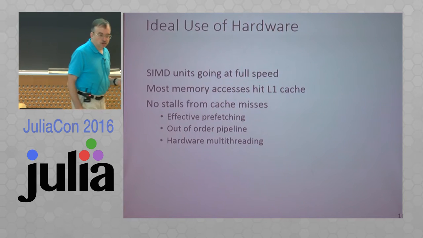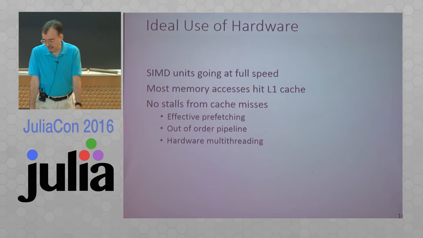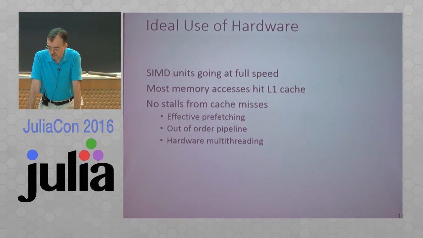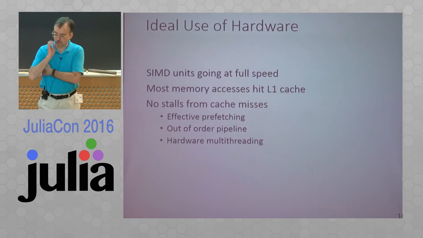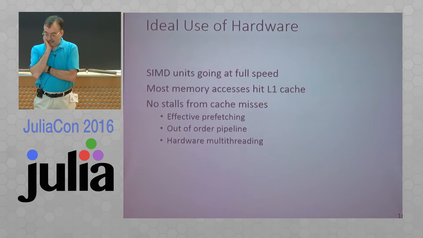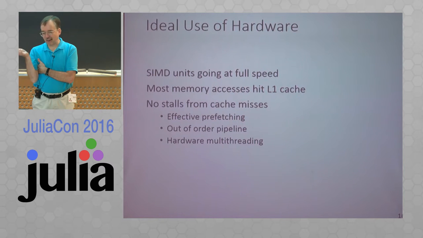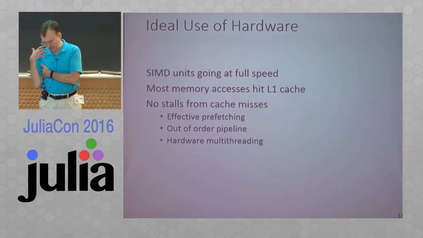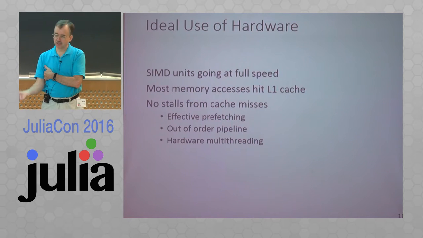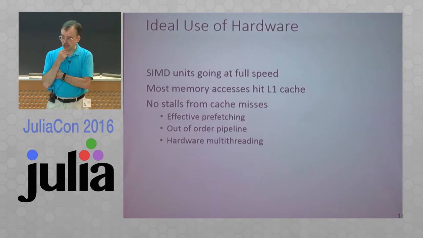So the ideal use of the hardware, at least for the CPUs, is you want the SIMD units going full speed. You want most of your memory accesses to hit the L1 cache. If you keep hitting main memory on every access, you're looking at probably a factor of 100 slowdown.